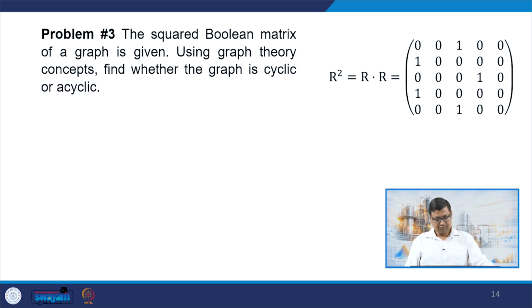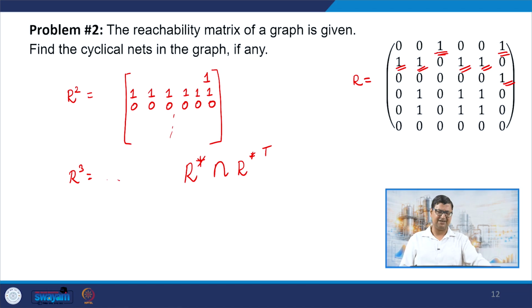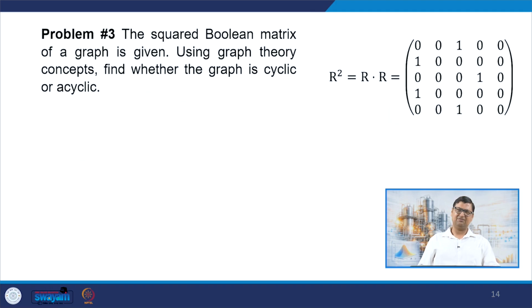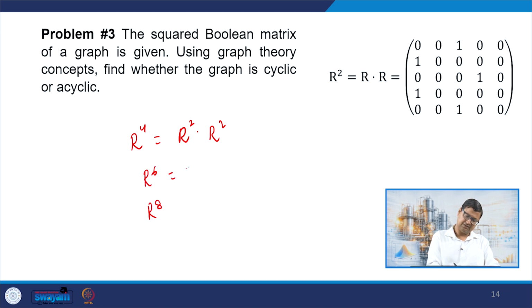Okay, there can be a few variations to this problem. Instead of R, you may be given R square, right? Now you cannot draw the graph for this problem. In the previous case, at least I could draw a graph. It was not required in the problem, but I could do the graph. But now I cannot do the graph, right? But still the same idea applies. I can compute R4, that is R square dot R square, R6, R8, and so on.